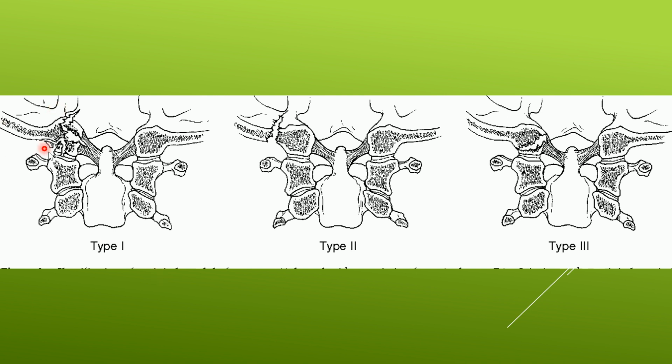Here's type 1, comminution of the occipital condyle. Here's type 2, extension of linear fracture to the occiput or skull base. Here's type 3, there's avulsion of bony fragment.